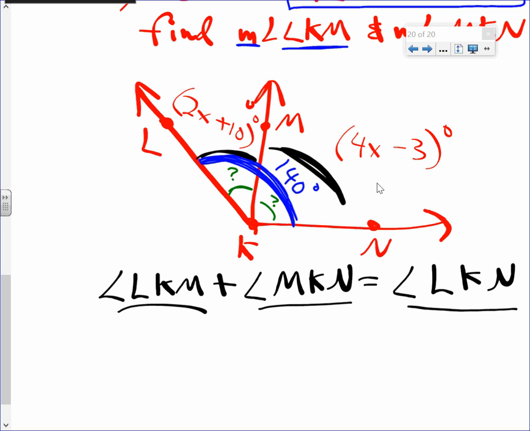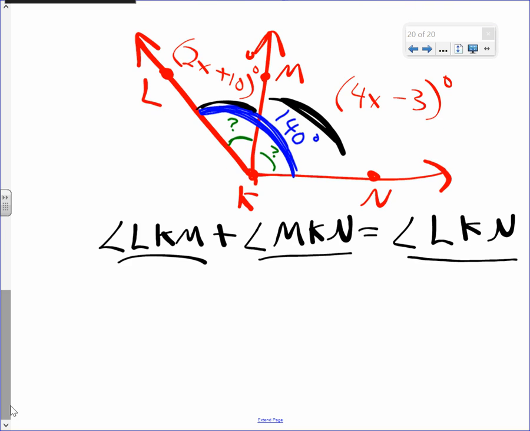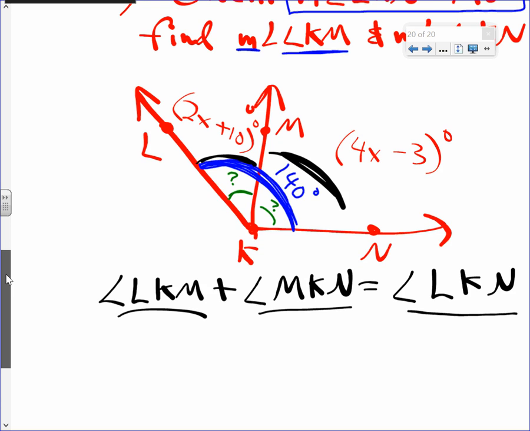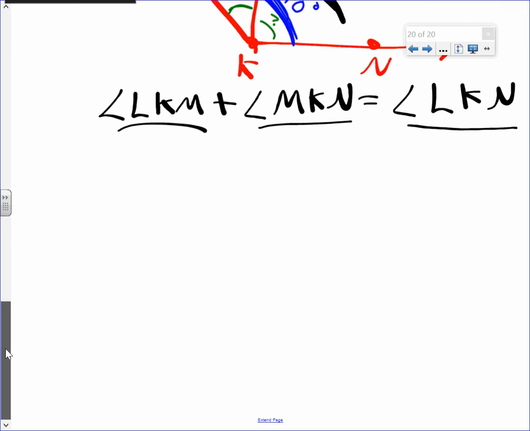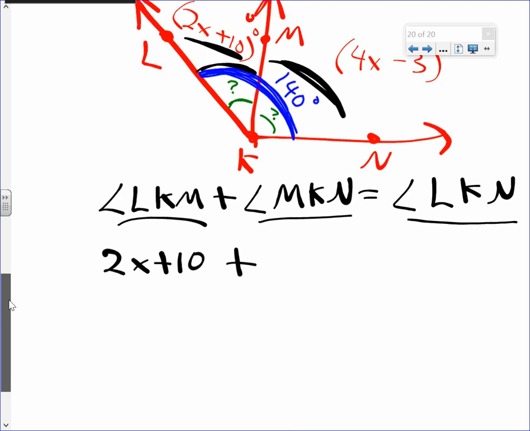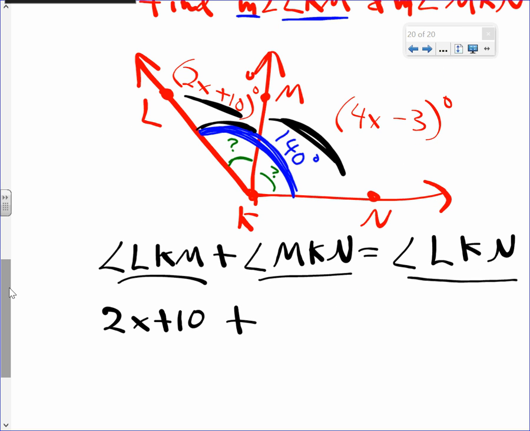Look at the angle. Right, there's a degree symbol, 2x plus 10. So look at underneath here, I'm going to write 2x plus 10. Right, that's the degrees. Look, it tells us 2x plus 10 degrees. All right? This one is going to be 4x minus 3 degrees. How much is the big one?